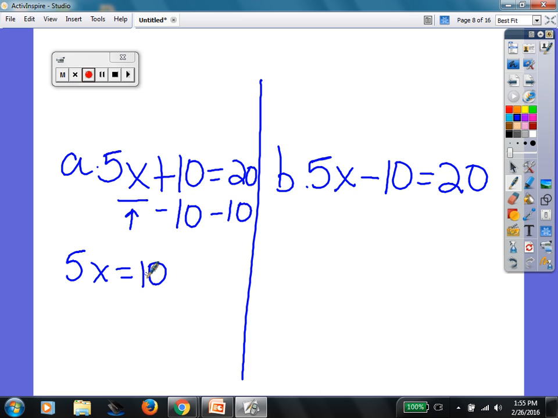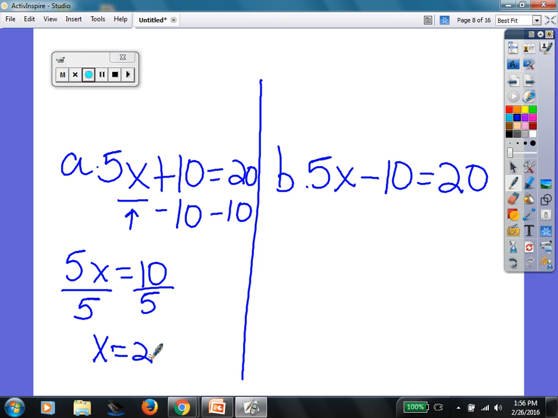Okay, now I'm going to perform the inverse operation here, or the opposite operation, which would be division. So I'm going to divide by 5 on each side, because 5 divided by 5 would leave me with 1, which leaves me with just x equals, and 10 divided by 5 is 2. Okay, that's the answer to the first problem.